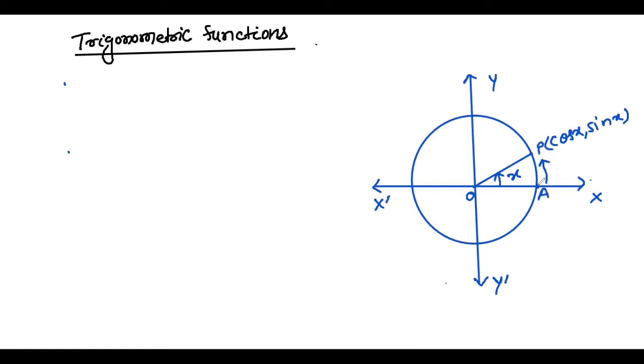I'm going to start with this point A, and in anti-clockwise direction when this point A completes one complete revolution, the terminal point is A again. So your angle will be 2 pi radian, and after that if this point is moving and reaching point P, the angle will be 2 pi plus x, so sine of 2 pi plus x will be equal to sine of x.